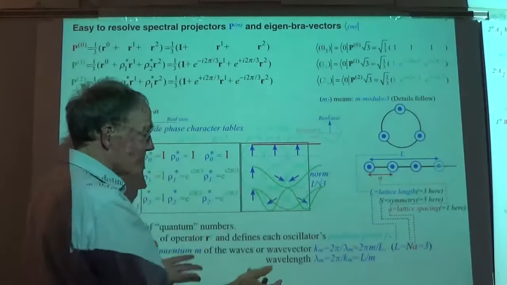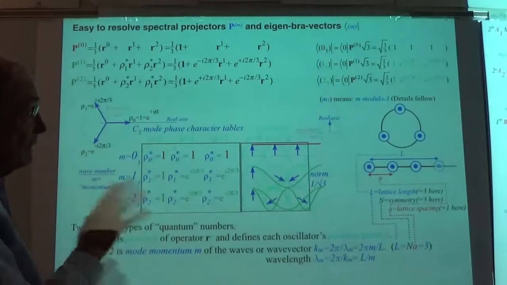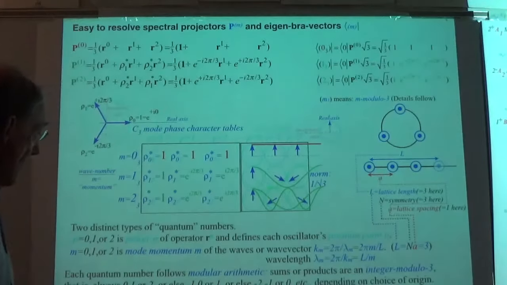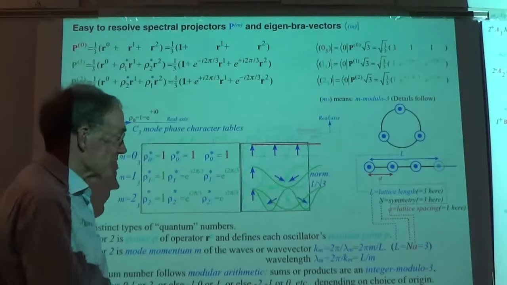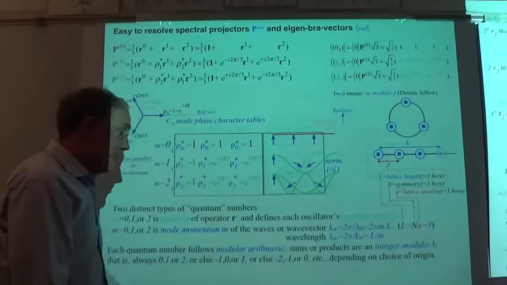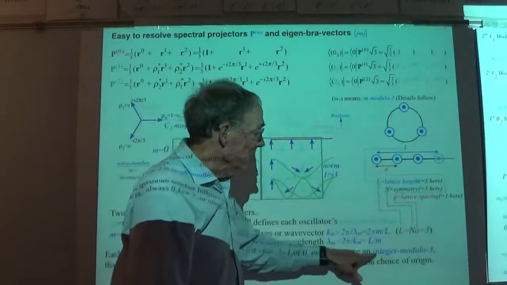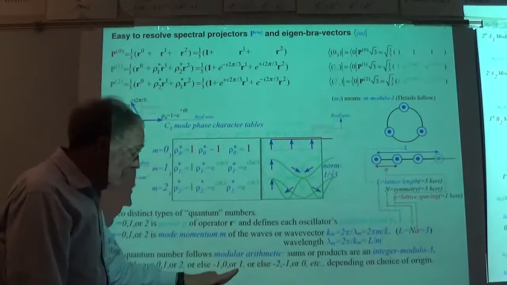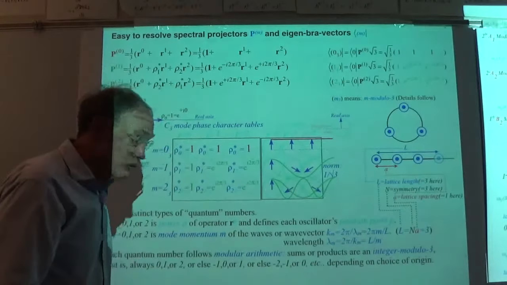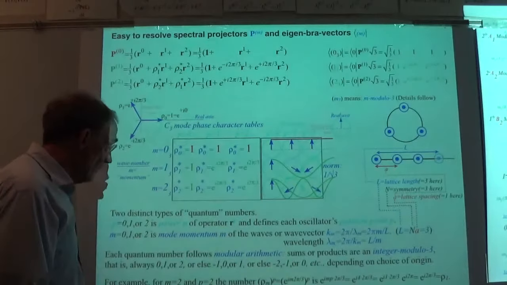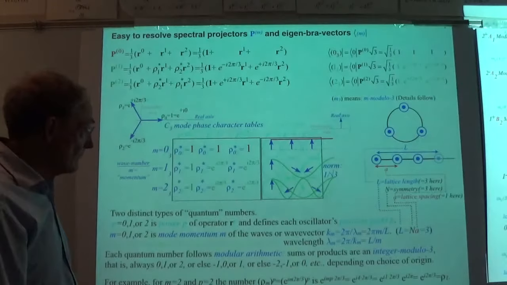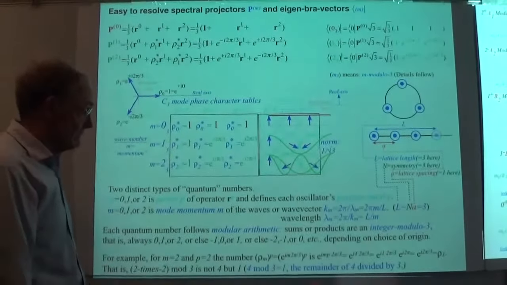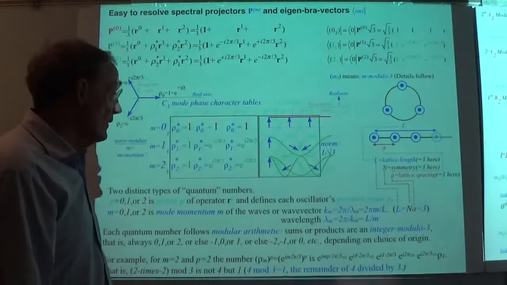These are three orthogonal modes of this Hamiltonian, no matter what values you put in for those R parameters that do the tunneling or the coupling between the states. So each quantum number follows a modular arithmetic. That's these quantum numbers and these. The sums or products of them are integer modulo 3. Always 0, 1, 2, or else minus 1, 0, 1, or else minus 2, minus 1, 0, etc., depending on your choice of origin. Origin is, of course, anywhere you want to start. Okay. So when you say 4 mod 3, you mean the remainder of 4 divided by 3. What's left over if you do a division? Okay? It's 1 in that case.